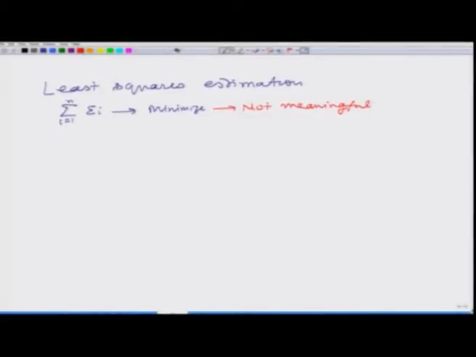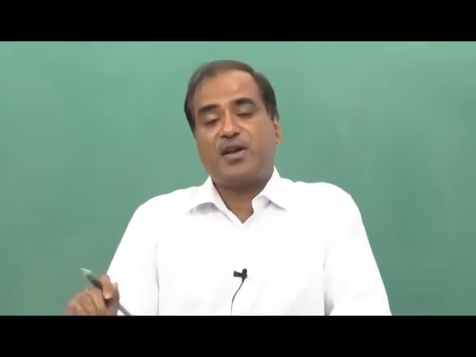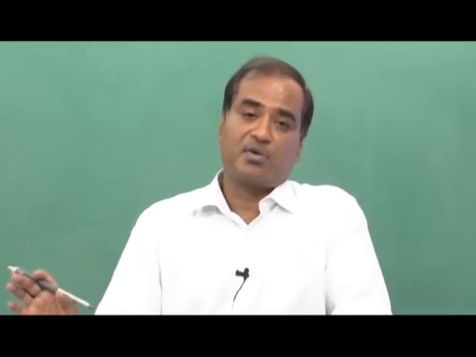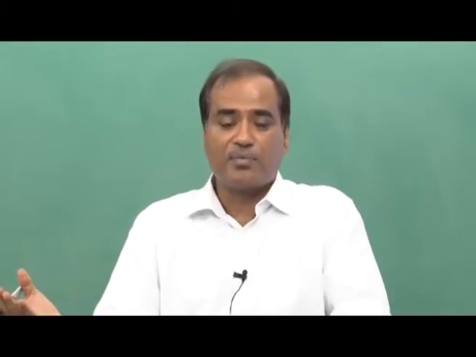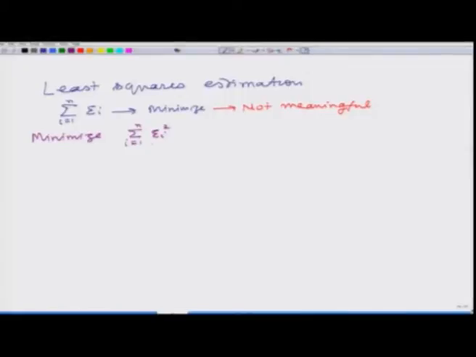So, now how to do? Let us try to consider and minimize the summation of epsilon i square, i goes from 1 to n. Now, does this make any sense? Answer is yes. Why? Because we had faced the problem earlier because some of my random errors were negative. Once I square them, the negative become positive and now I can easily minimize it.